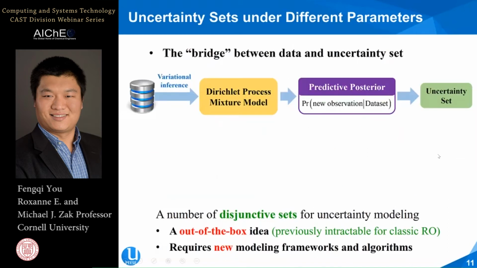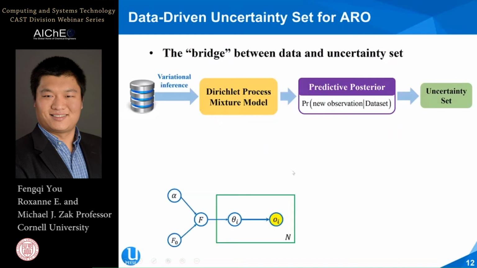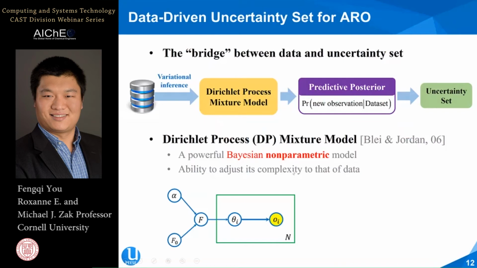A little bit of technical detail on how we construct this data-driven uncertainty set. Essentially, we try to build a bridge between the data and the information. When we talk about the uncertainty set, which is very important in robust optimization, we begin with data. In this particular case, we use the Dirichlet process mixture model, which is one of the nonparametric Bayesian models. And then we calculate the predictive posterior, and eventually reach the uncertainty set.